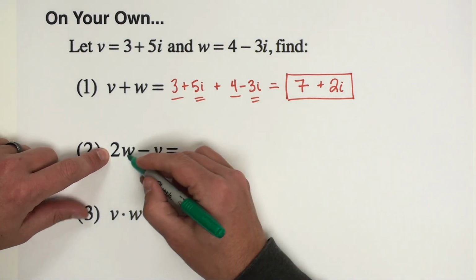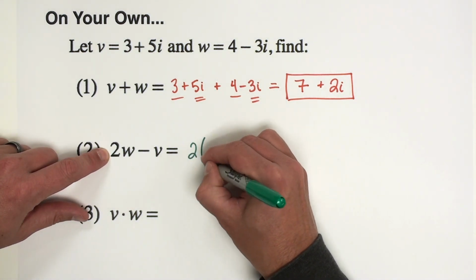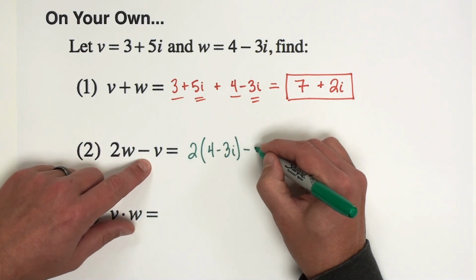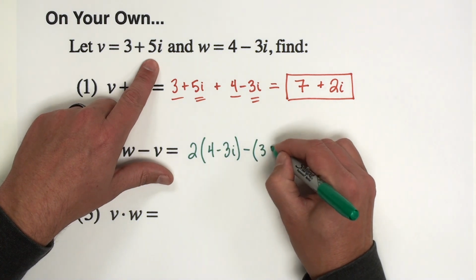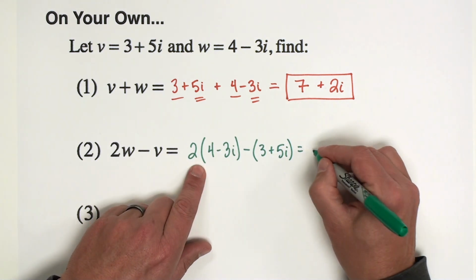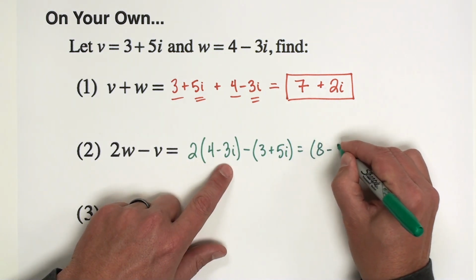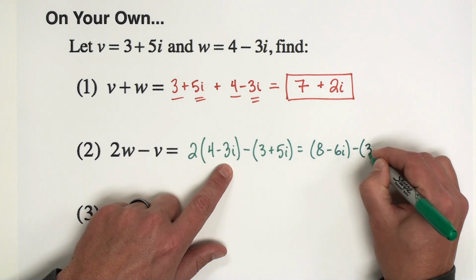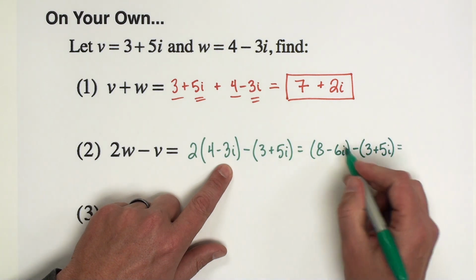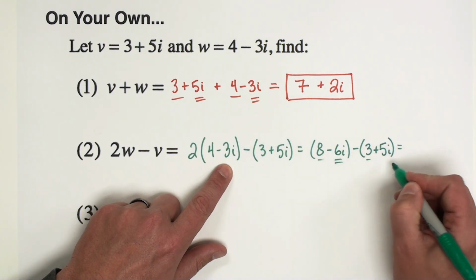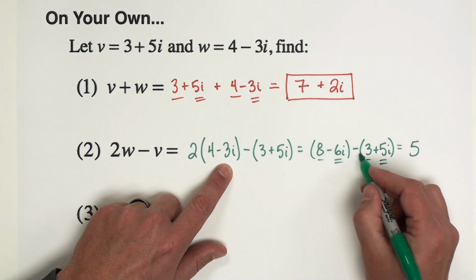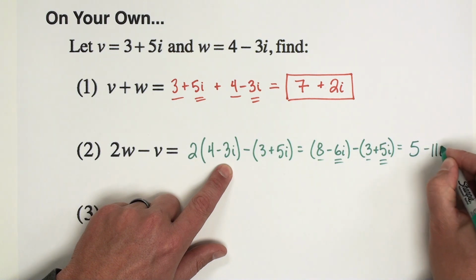Next one, we want 2 times w. So I want 2 times w, which is 4 minus 3i, minus v, which is 3 plus 5i. So let's distribute the 2 here. That will give me 8 minus 6i, minus 3 plus 5i. And now I'm going to go ahead and subtract my like terms. So 8 and 3, and then the i's. So 8 minus 3 is 5. Negative 6i minus 5i is negative 11i.